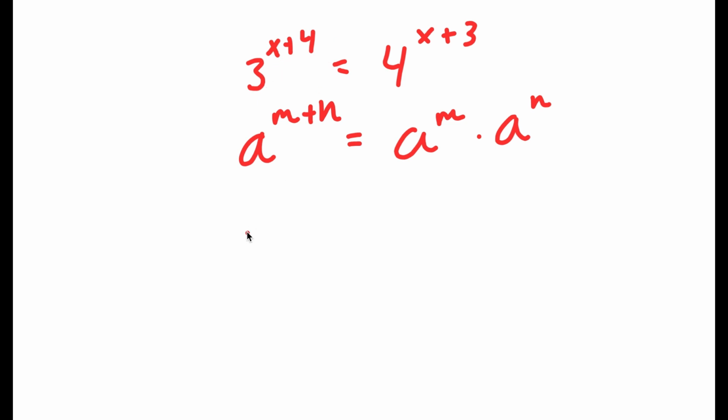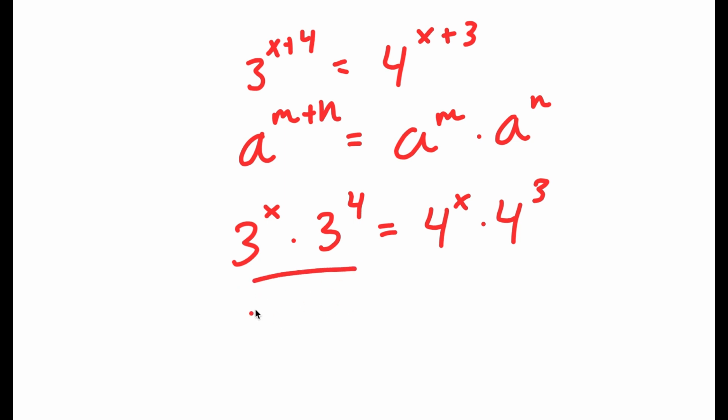So 3 to the power of x plus 4, that's going to equal 3 to the power of x times 3 to the power of 4. And 4 to the power of x plus 3, that's going to equal 4 to the power of x times 4 to the power of 3. Now, I'm going to divide both sides by 4 to the power of x times 3 to the power of 4.